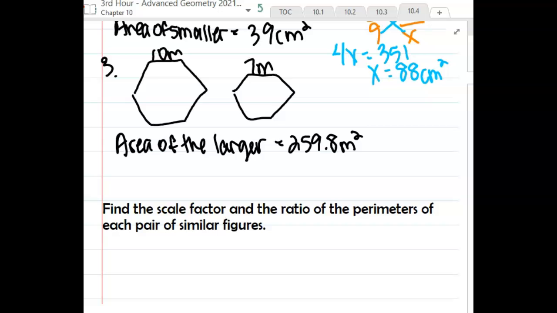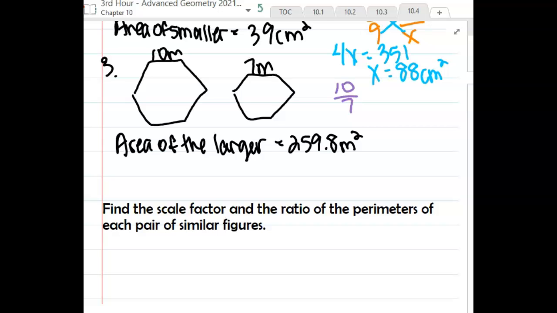So the first thing we need to find is that scale factor. Remember, it doesn't matter what order you go in, you just have to stay consistent. So for me, I'm just doing the first to the second. So the scale factor is 10 to 7. That can't be reduced, so you just leave it as 10 to 7. Remember, that is the scale factor for the side legs. It is also the ratio of the perimeters.